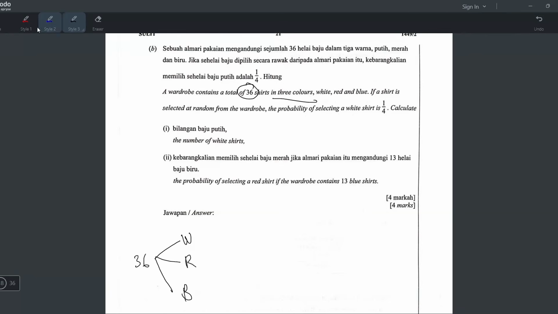Okay, usually I like to write the probability dekat garisan tu. So white 1/4. So ini 1/4. So I can find the bilangan white. Just take 1/4 times 36 and you dapat 9 sini. Okay, dah bilangan tu. Okay, calculate the number of white shirt. The answer is 9 lah. Okay, but let's write some working. 1/4 times 36 dapat 9.